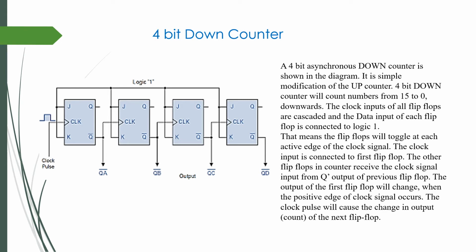The flip-flops will toggle at each active edge of the clock signal. The clock input is connected to the first flip-flop. The other flip-flops in the counter receive the clock signal input from the Q bar output of the previous flip-flop. The output of the first flip-flop will change when the positive edge of the clock signal occurs. The clock pulse will cause the change in output of the next flip-flop. Thus the counter starts counting from 1111 till 0000.